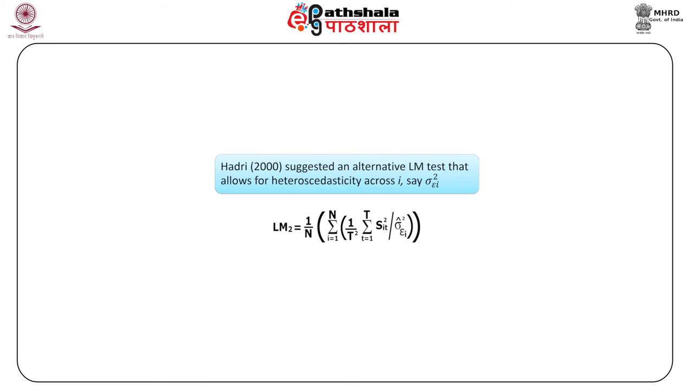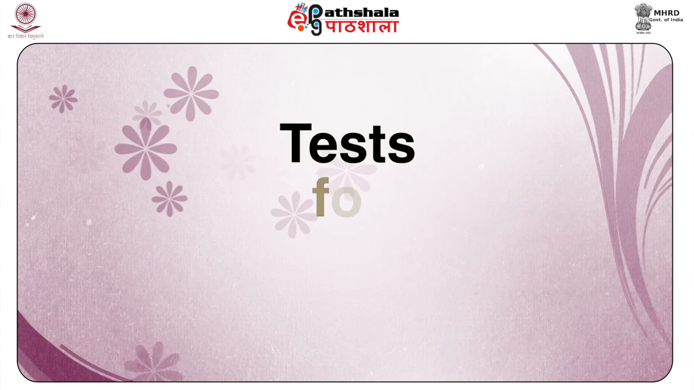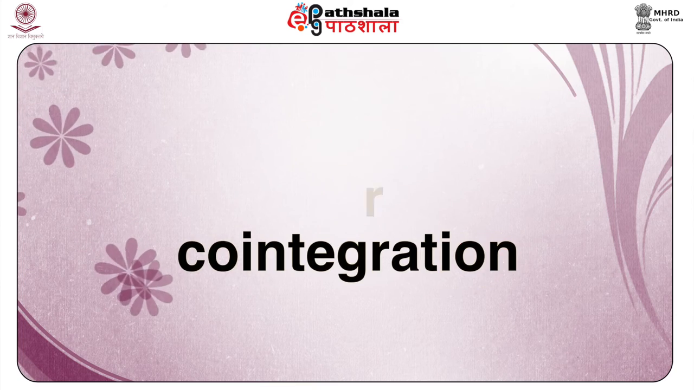Hadri in 2000 suggested an alternative LM test that allows for heteroscedasticity across i, say sigma_epsilon_i squared. LM2 is equal to 1/N times the summation i from 1 to N of (1/T squared times the summation small t going from 1 to capital T of S_it squared, divided by sigma_epsilon_i hat squared). Fourth, test for cointegration.